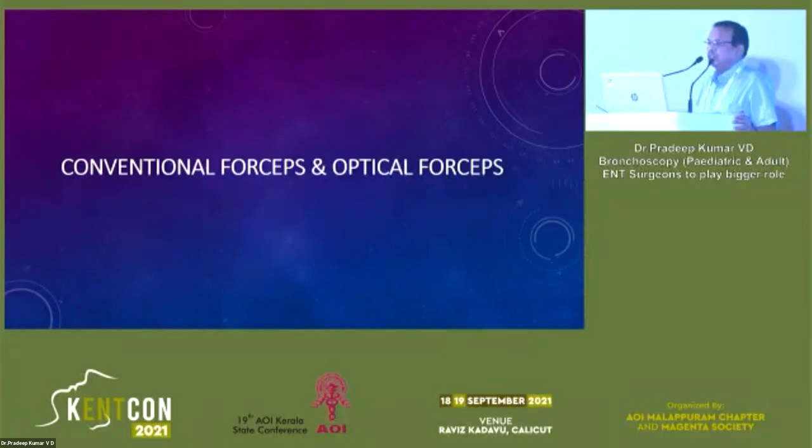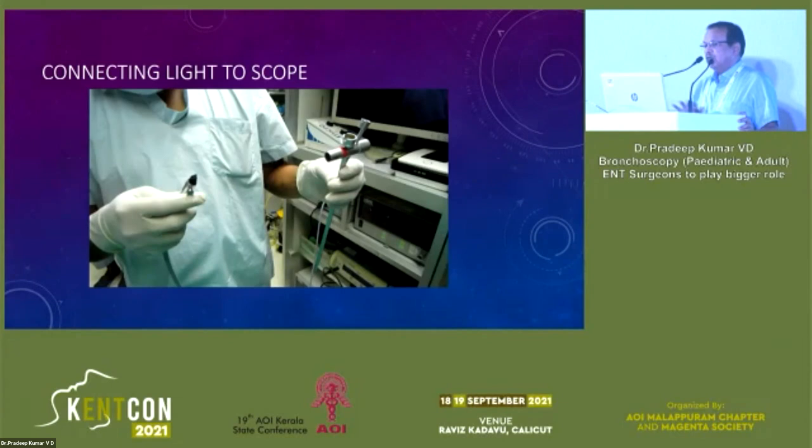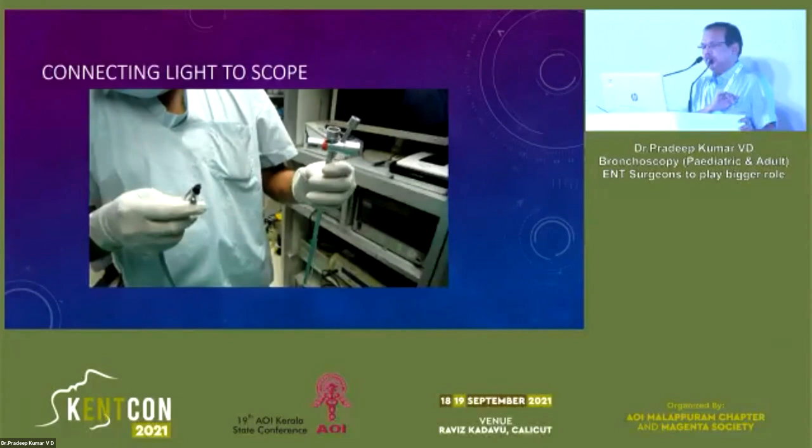So what are the instruments which you use? Is it conventional forceps or an optical forceps? Conventional forceps may be useful in an emergency. You cannot search for an optical forceps when the child is very sick and almost dying; you may have to use a conventional forceps. Also, if the child is smaller than 1.5 years, you cannot use an optical forceps because the jaw opening space will not be sufficient. You may have to use a conventional forceps. This is for my younger colleagues who are not familiar with the instrumentation, I'm just showing this.